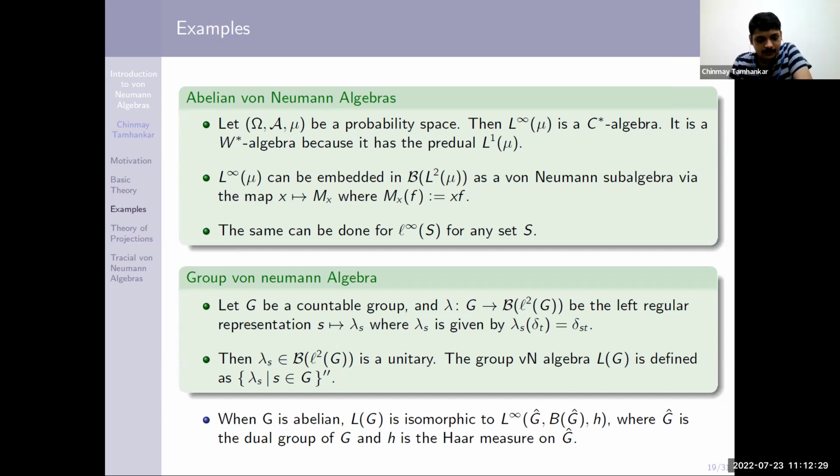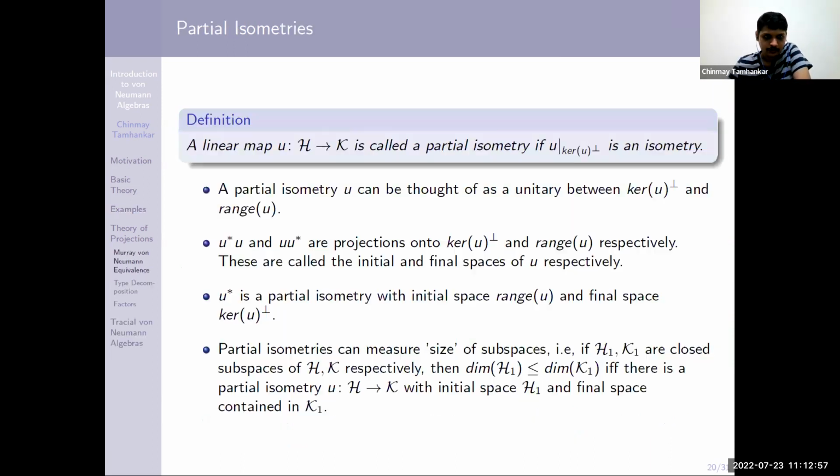Okay, so let's move on. As we saw, for a W-star algebra we have this Borel functional calculus, and because of this Borel functional calculus, we get that the span of projections is norm dense in the algebra. So a von Neumann algebra therefore has a lot of projections in it, and so it's worthwhile to study these projections themselves. So we move on to the so-called theory of projections.